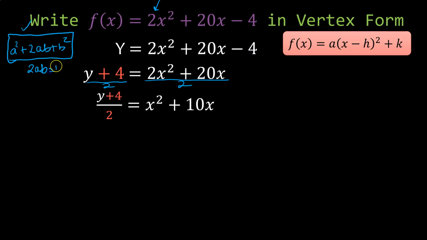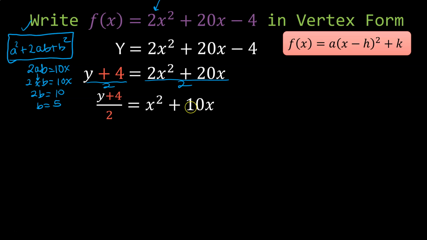Again, 2AB is 10X and A is X, so 2B would have to be 10, therefore B is 5. Now, you didn't have to write down all that.